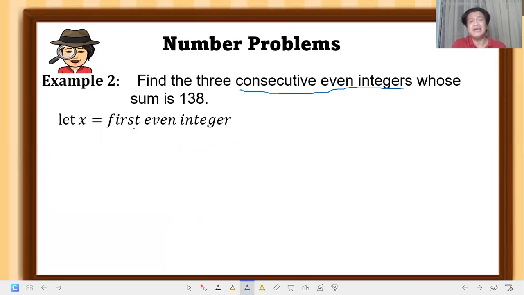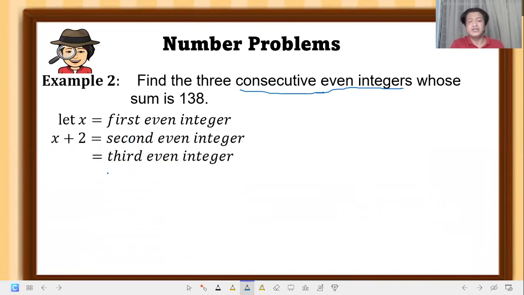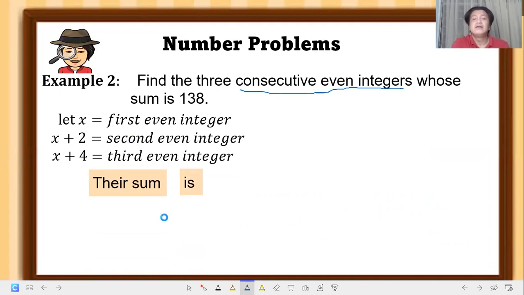Ibig sabihin yan, kung x natin first even integer, the second even integer would be x plus 2. Okay, mag-add ka lang ng 2 doon sa first even mo. And then yung pangatlong even integer natin, or the third, x plus 4 na siya. Okay? And then, from this, you are going to write or equate. Their sum is 138. Meaning to say, the word sum refers to addition.